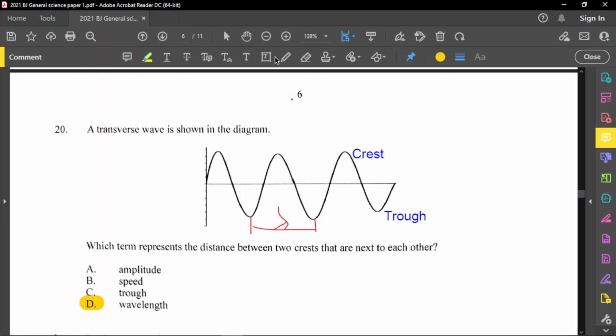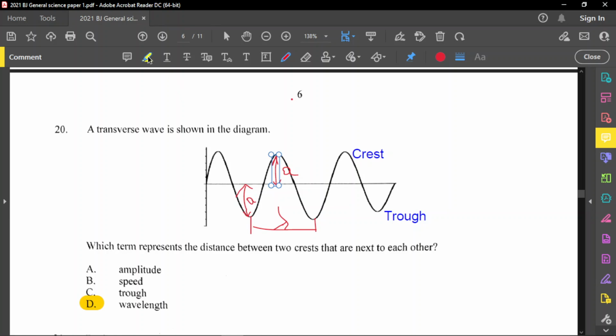Amplitude, just to make a note right here, amplitude is the height from here to here. Let's call that A. So it's the highest point of a crest, that is amplitude, or the lowest point of a trough. So here's also an amplitude as well. Let's call that A.